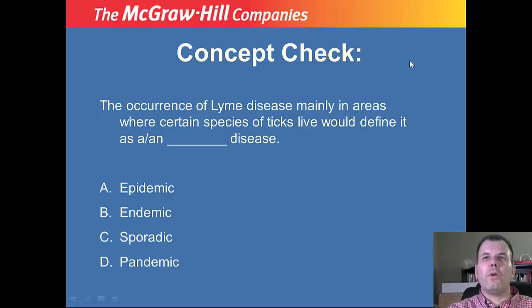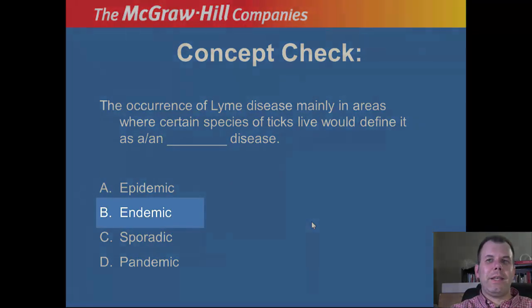All right, so the occurrence of Lyme disease, mainly in areas where certain species of ticks would live, would define it as what kind of disease? An epidemic disease, an endemic disease, a sporadic disease, or pandemic? So think about where these ticks live. That's the key in that phrase. Think about it for a second, and then I'll give you the answer.